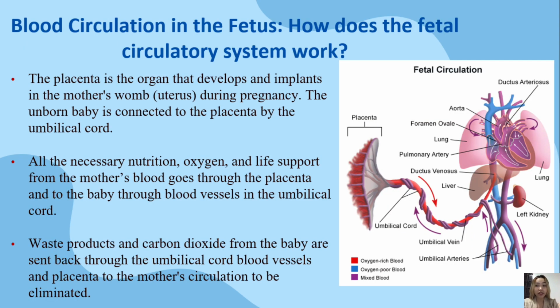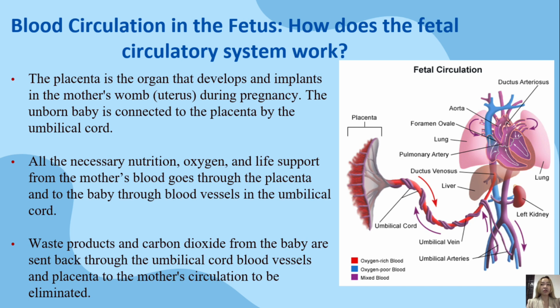How does the fetal circulatory system work? During pregnancy, the unborn baby depends on its mother for nourishment and oxygen. Since the fetus doesn't breathe air, his or her blood circulates differently than it does after birth. The placenta is the organ that develops and implants in the mother's womb during pregnancy. The unborn baby is connected to the placenta by the umbilical cord.